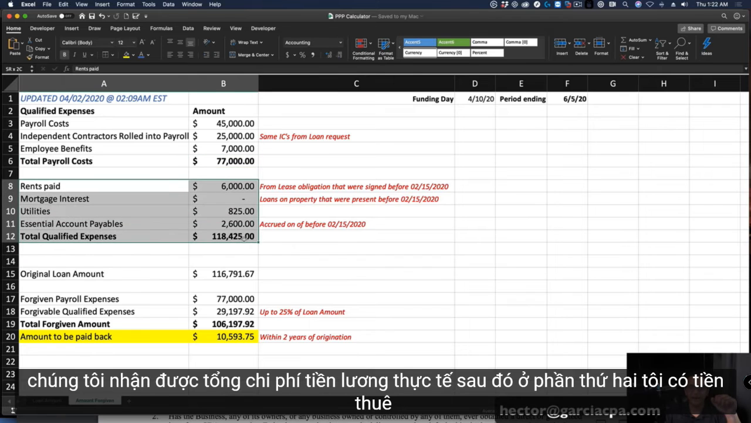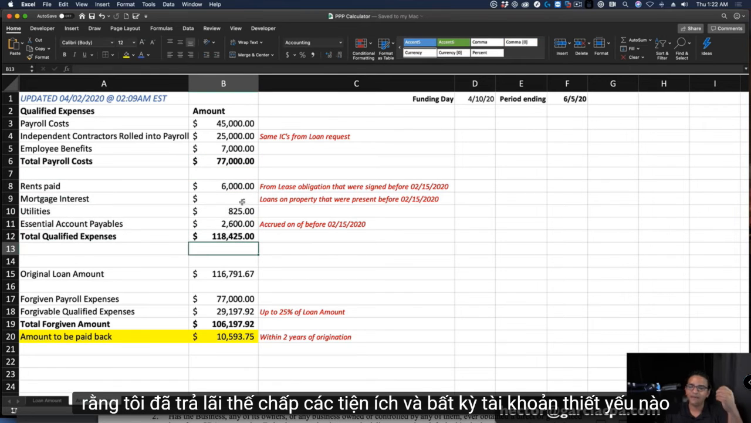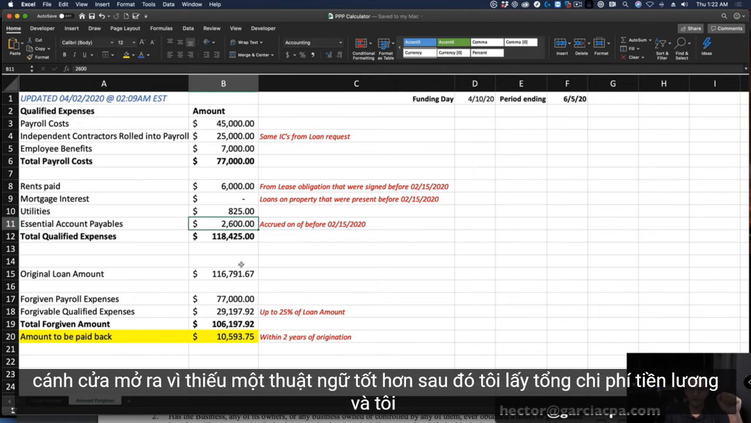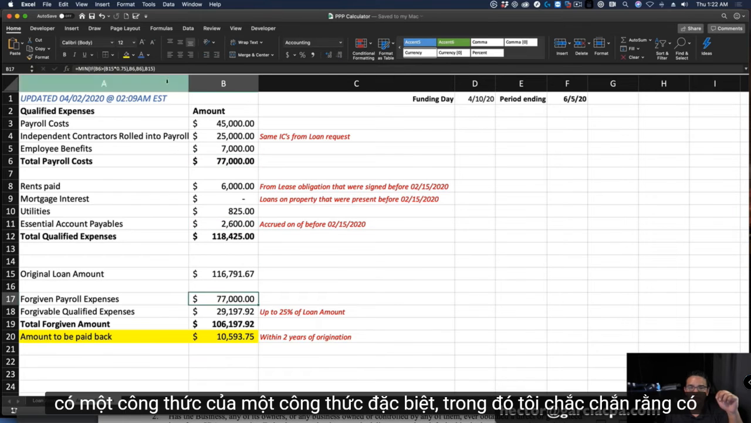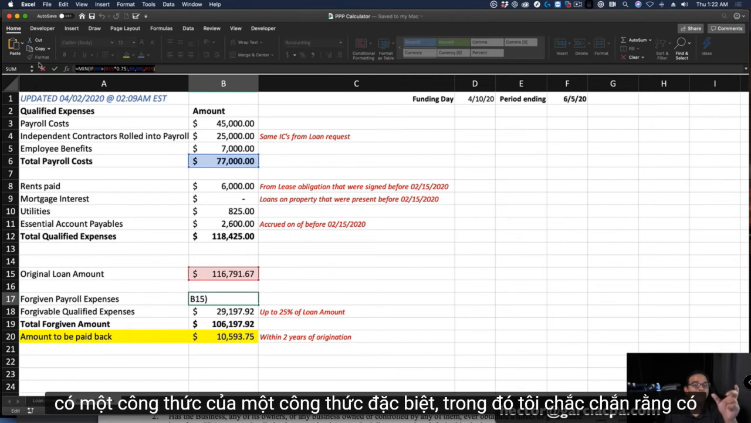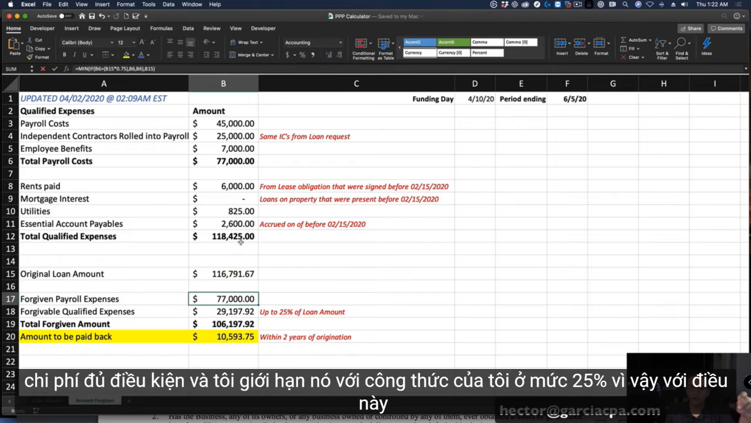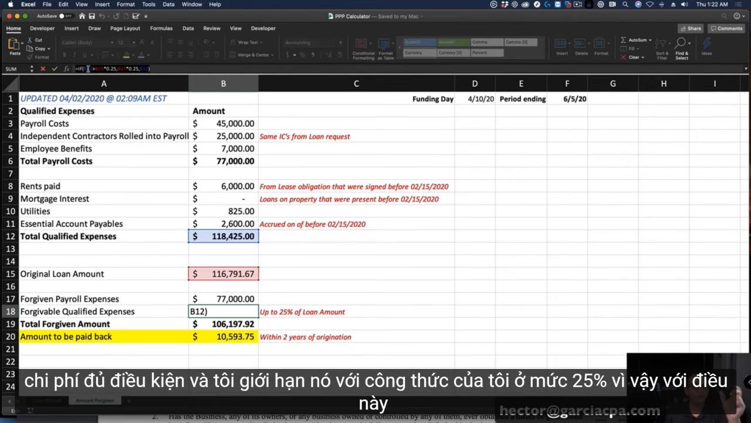Then on the second part, I have the rents that I paid, the mortgage interest, the utilities, and any essential accounts payable that I had before February 15 that I had to pay in order to keep the doors open, for lack of a better term. Then I take the total payroll cost, and I have a special formula in which I'm making sure that there's at least 75% of that in the total loan amount. And then I'm taking the total qualified expenses and I'm capping it with my formula at 25%.